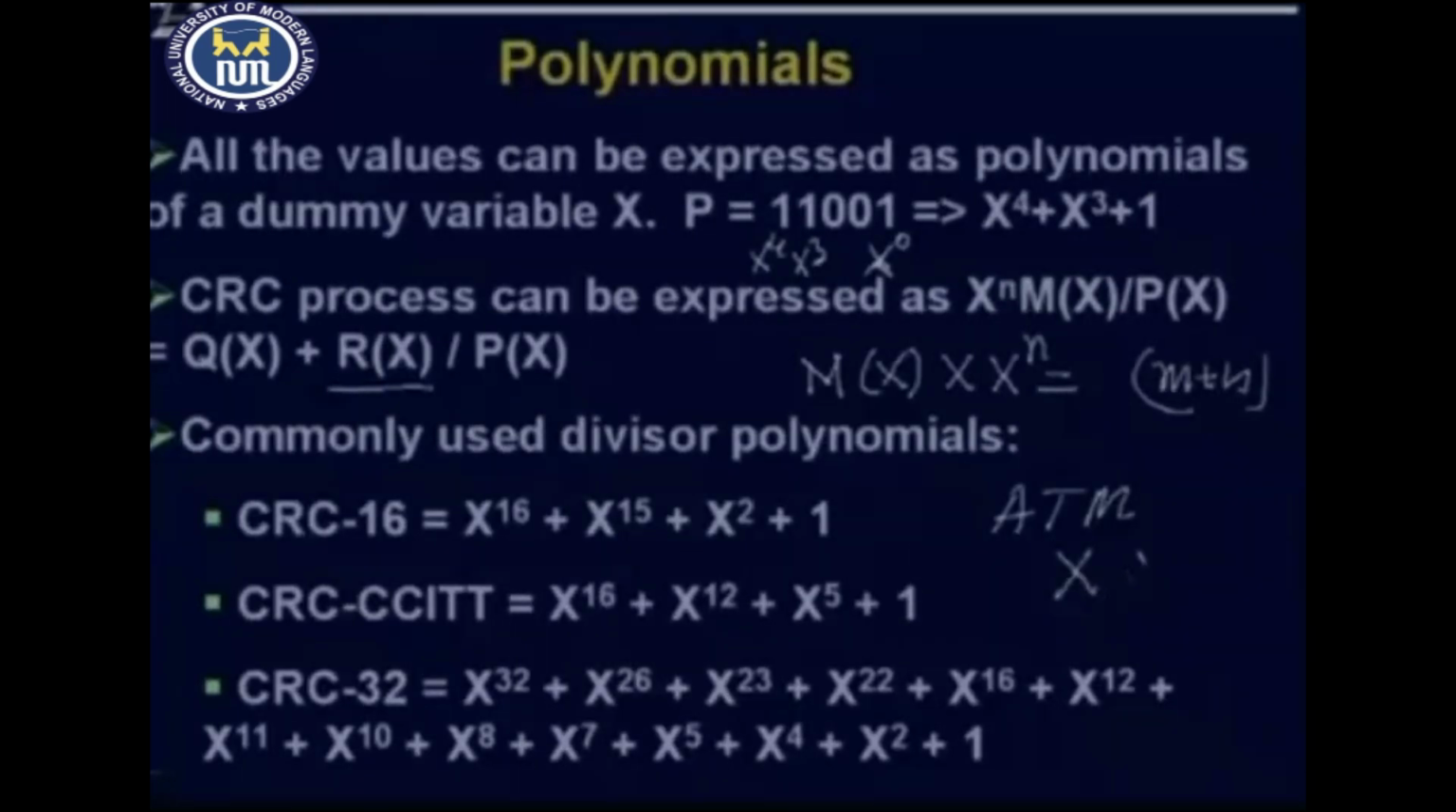and it should not be divisible by x and should be divisible by x plus 1. So these are the 2 minimum properties. Should not be divisible by x, should be divisible by x plus 1. And based on this, we have CRC32, which is used in Ethernet. So we have a degree of 32 here. This is a concise way of representing the bits in the form of polynomials of the dummy variable x.